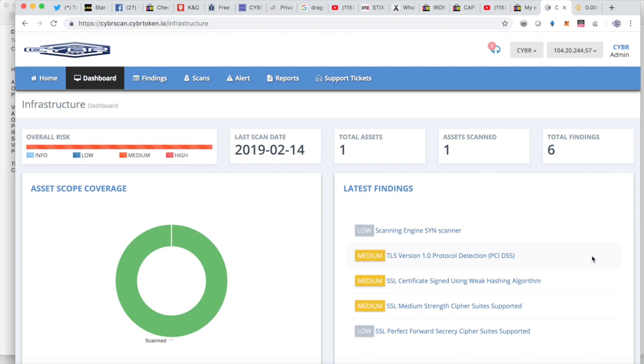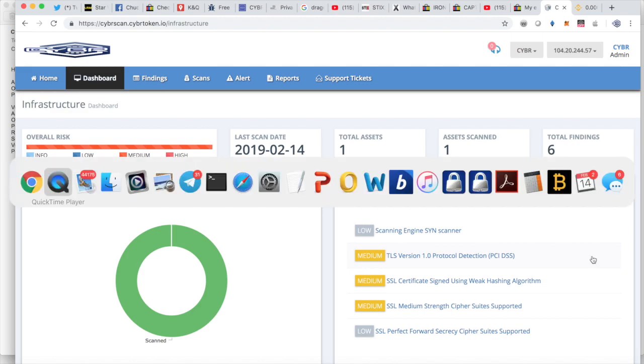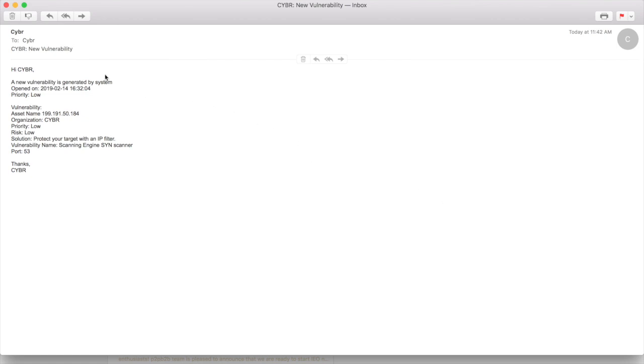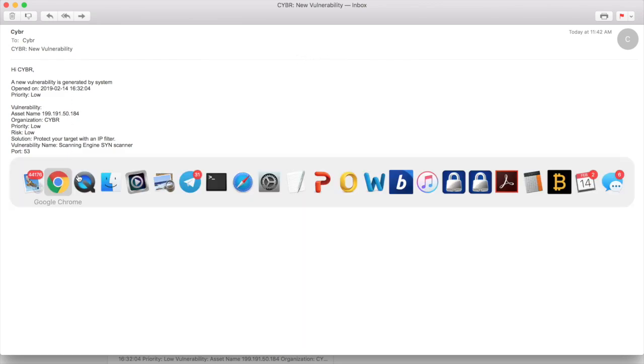Now, what's kind of cool as well here is that, say you're on the road and the scan's running and this is critical, you need to know right away what's happening. There are emails that are generated. This one was for the 199.191.50.184 asset that I had run, and it's just got low vulnerabilities here, as you can see. But again, if this was higher or critical or something, I might need to pull over on the side of the road and alert my system administrator, or even just turn off my boxes. I would have that alert in near real time.